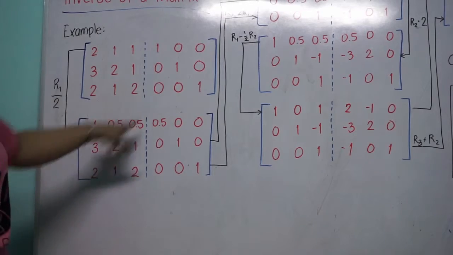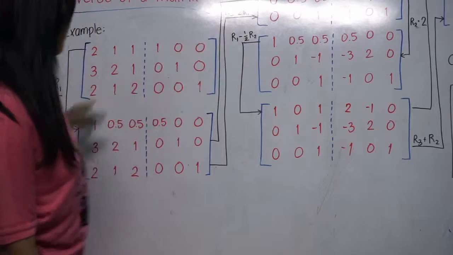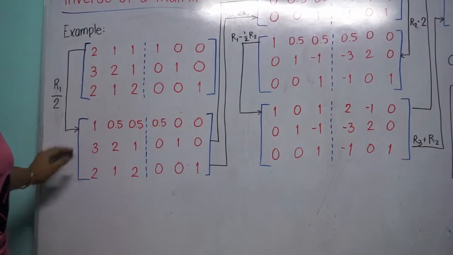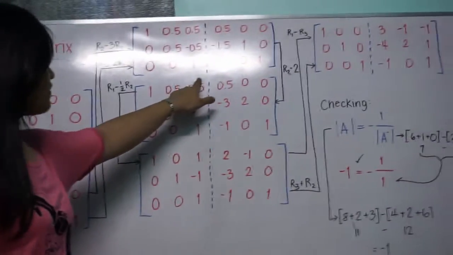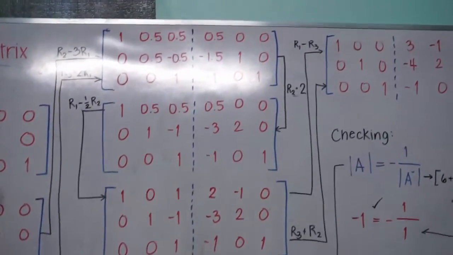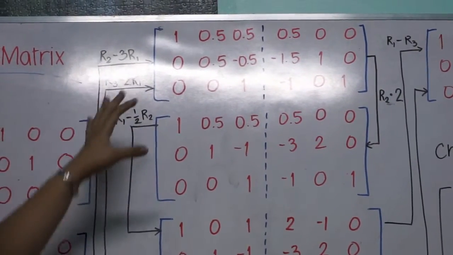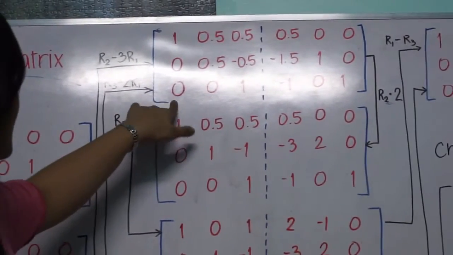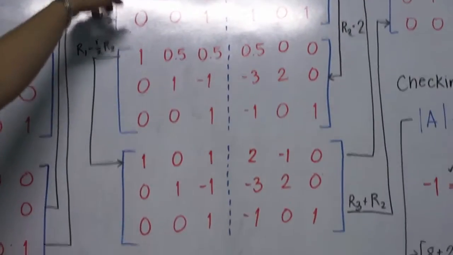Then in here, we're going to use the formula R2 minus 3R1 for it to be 0. So it will reflect all the numbers in this row. So it's going to be 0, 0.5, negative 0.5, negative 1.5, 1, and 0. So using different kinds of formulas that have a connection or are dependent on the other rows, we will get the other answers. So we're just going to make this 0.